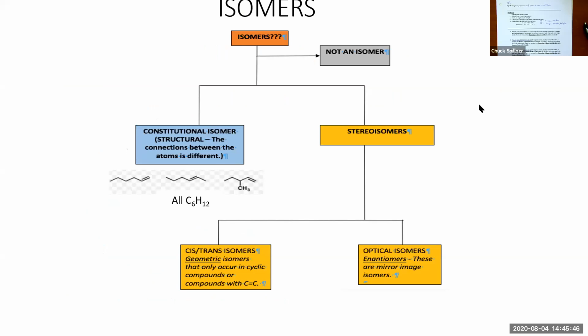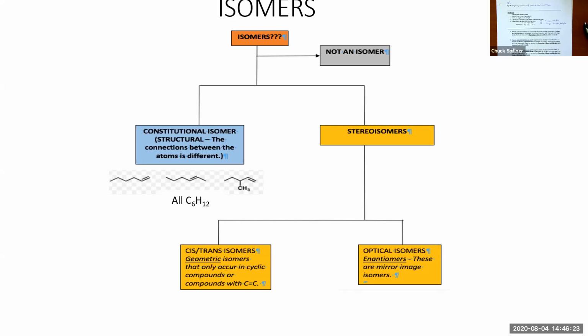As a reminder, isomers are compounds that have the same molecular formula but different structures. So I have a little side path there that says not an isomer. If the molecular formulas are not the same, they're not isomers. If they're one atom different, they're not isomers. So the molecular formulas have to be identical for two compounds to be isomers.